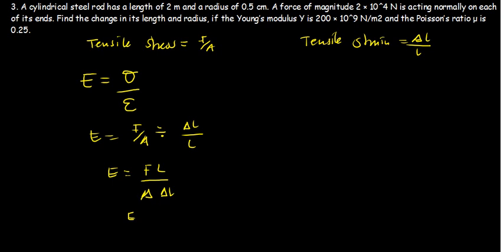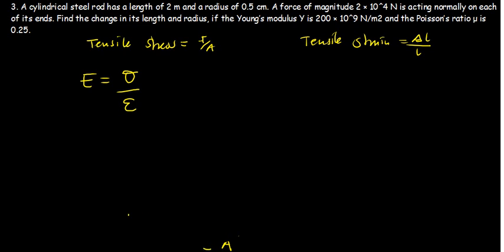This one here is area. E multiplied by area, and then change in length is going to be equal to force multiplied by length. So making change in length the subject, change in length is going to be equal to force times length, and then divided by Young's modulus times the area.